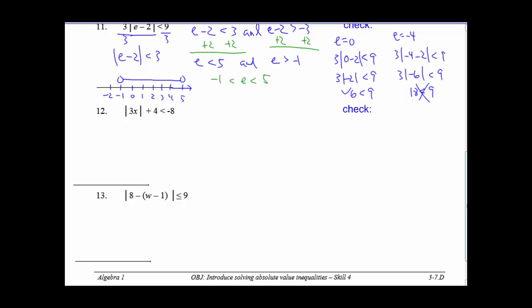Okay. Notice we have absolute value of 8 minus parentheses w minus 1 absolute value. Notice, is there anything on the outside of the absolute value on the left-hand side? The answer is no. So we can immediately jump to writing our two equations. So we're going to say that what's inside, 8 minus this w minus 1, is less than or equal to 9. And we're going to say that this 8 minus w minus 1, flip the sign and make the negative 9.